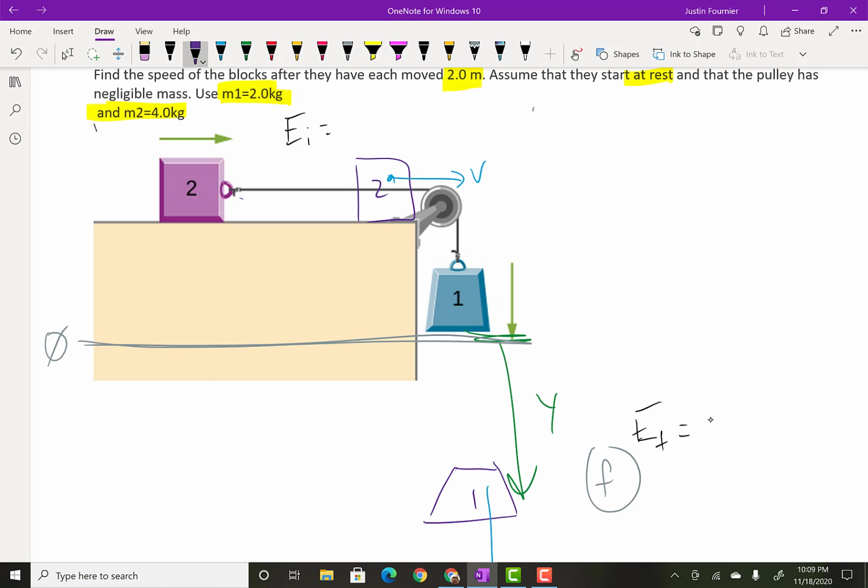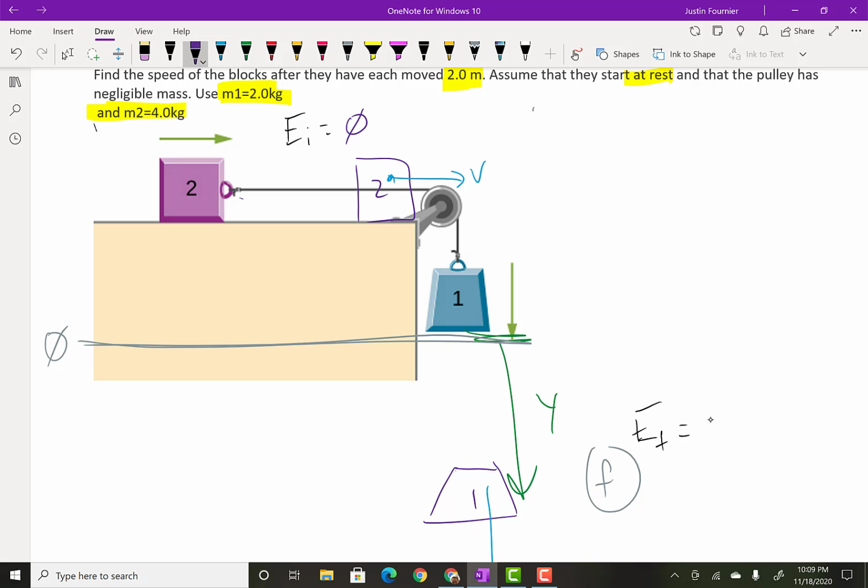So instead now, again, I'm not going to worry about this change here because there's no change in gravitational potential energy. At the beginning, initially, both blocks are at rest, and block 1, which is the only thing that's going to drop, is at my 0 mark, so it doesn't have any gravitational potential energy either. So the initial potential energy is 0. But then block 1 drops and block 2 starts to move, so block 2 now has some kinetic energy, and block 1 also has kinetic energy.